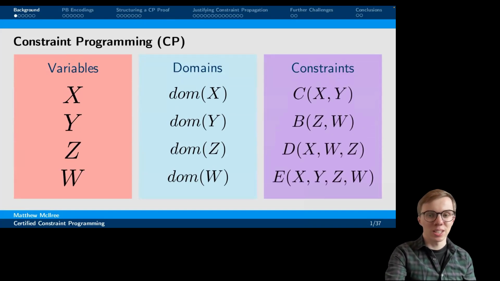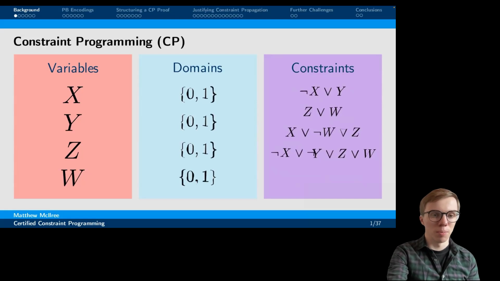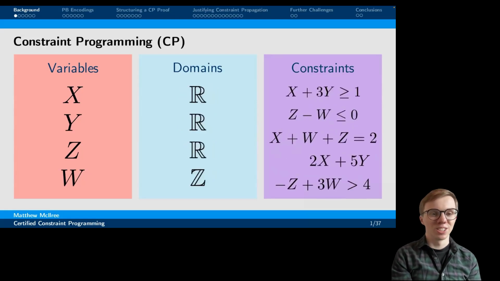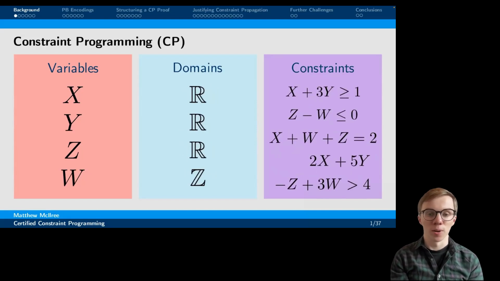In Boolean satisfiability, we can say this is a constraint programming problem where the domains just all happen to be Boolean, 0, 1, and the constraints all happen to be propositional clauses. We can also say, for example, mixed integer programming is constraint programming where the domains are just real numbers or integers, and the constraints are all linear equalities or inequalities.